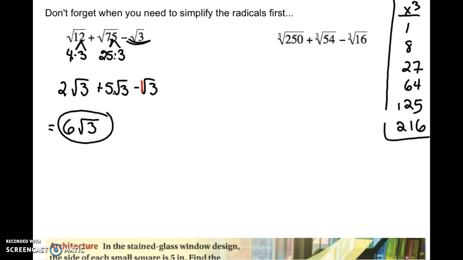At this point, push pause, and at your tables, go through, where did I get the 2, the 3, the 5, the 3? Where did I get every step? Push pause. And welcome back.